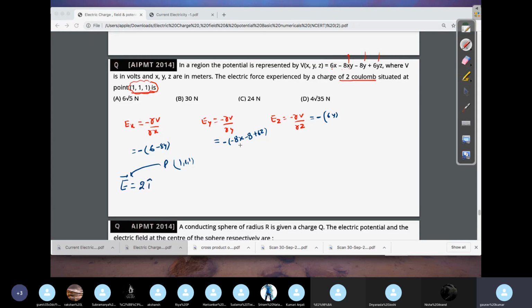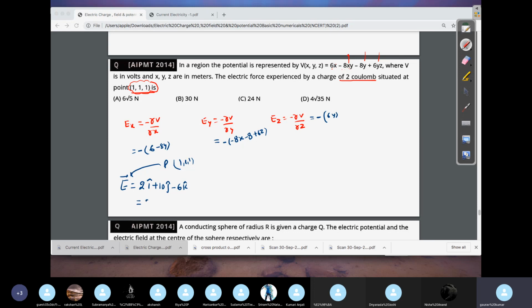Coming to this, you put 1, 1, 1. What will you get here? Minus 8, you will get minus 16. Minus 16 plus 6, you will get minus 10. Minus 10 into minus, plus 10. So you will get plus 10j cap. And then here, if you put 1, you will get minus 6k cap.